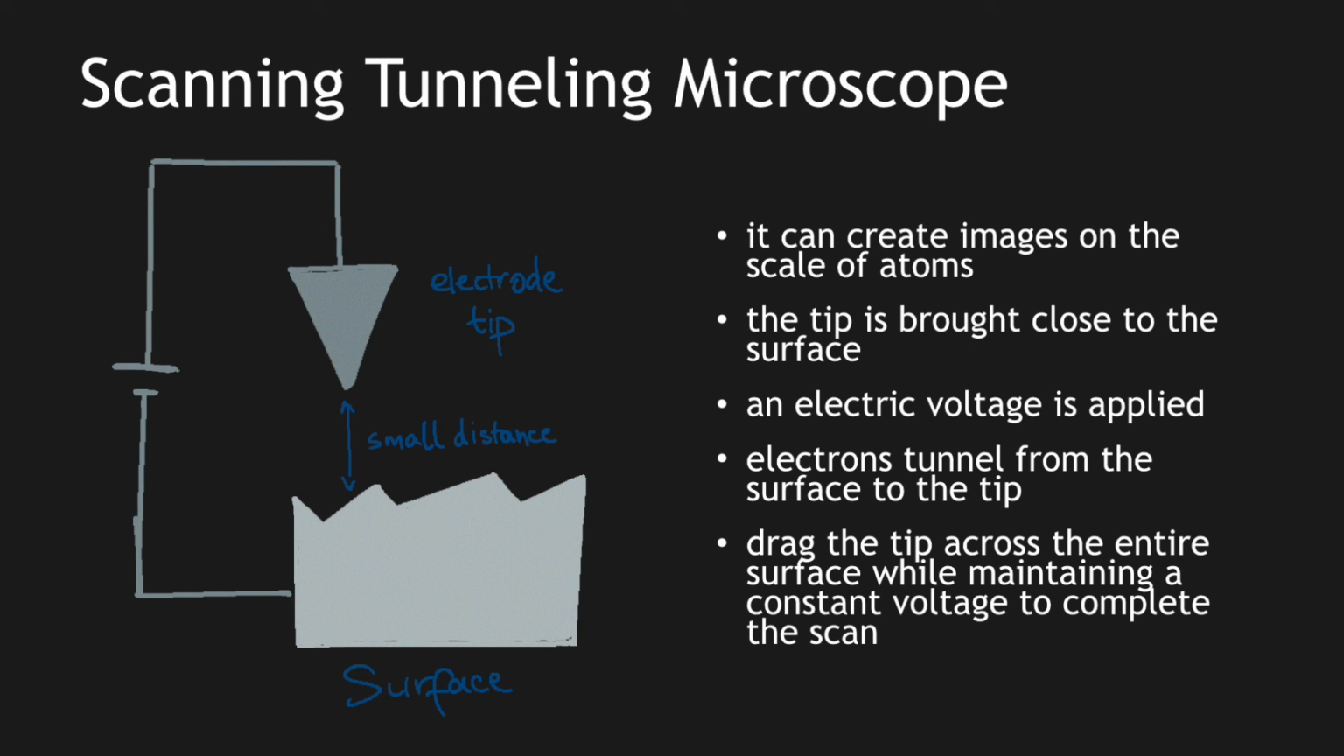Well, quantum tunneling enabled researchers to develop the scanning tunneling microscope, an instrument so precise that it can create images on the scale of atoms. The tip of the microscope, a sharp metal needle, is brought really close to the surface to sense the position of the individual atoms. Then, an electric voltage is applied to create a tunneling current. This will make the electrons tunnel from the surface to the tip.